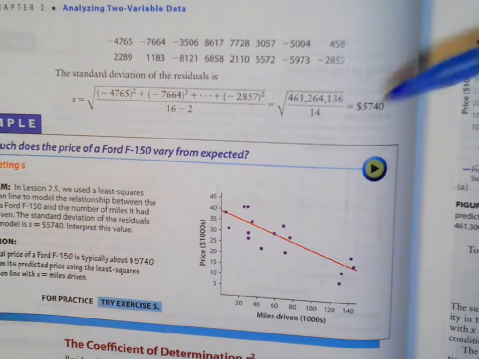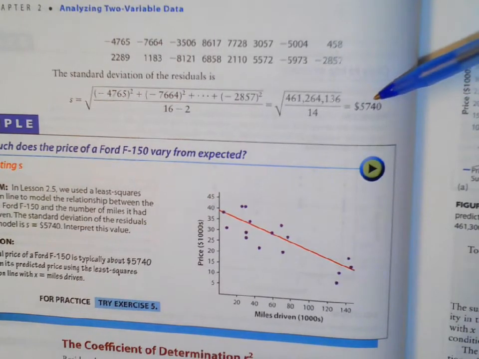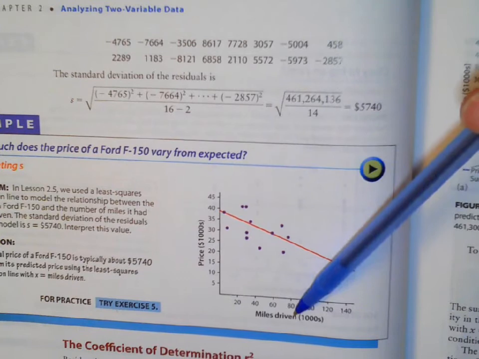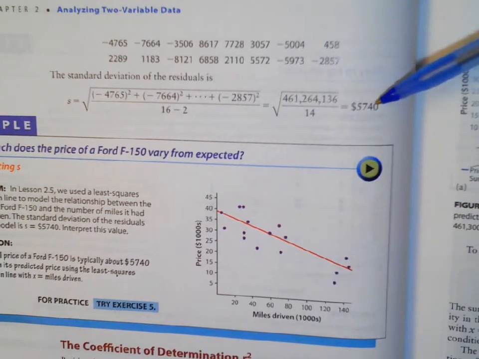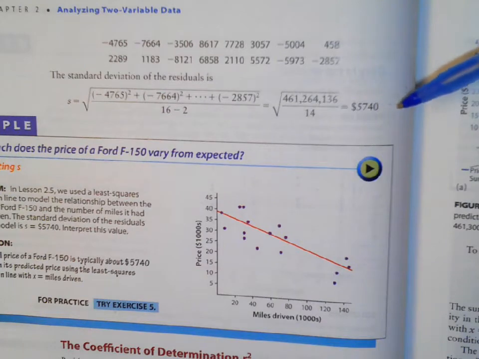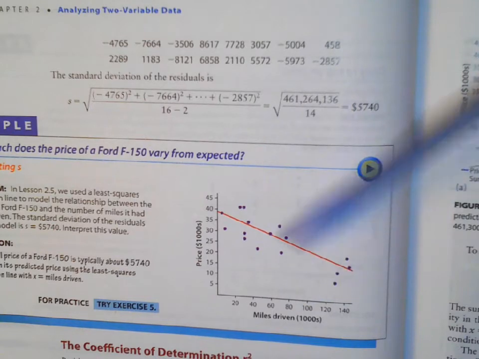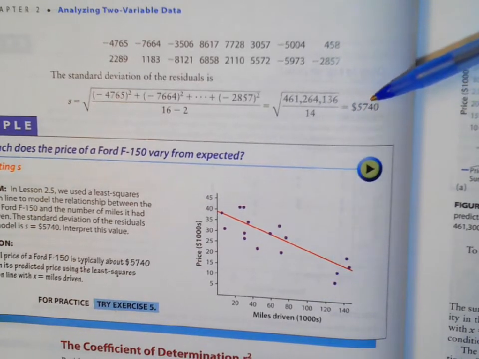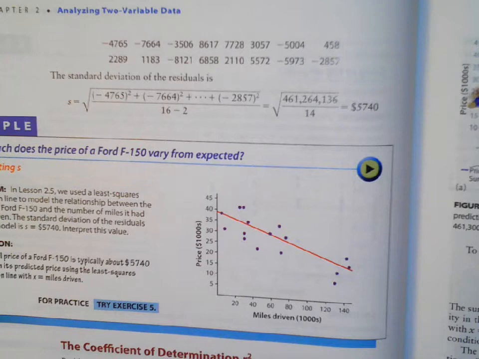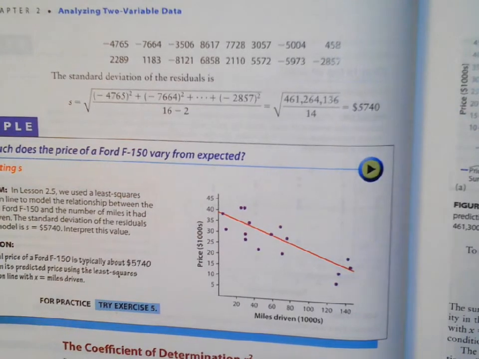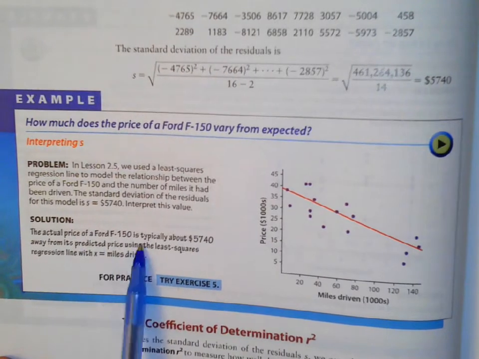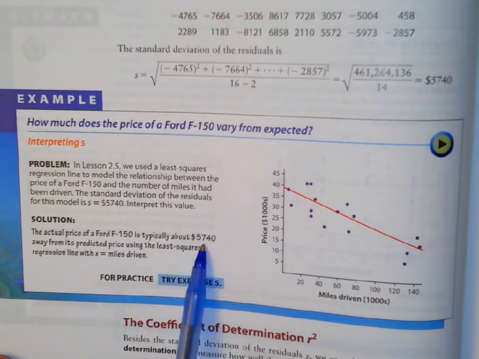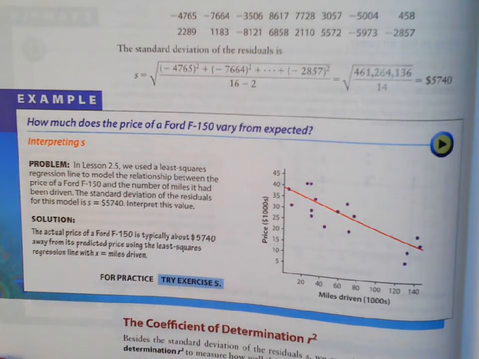Okay, so this is basically saying our S value is kind of our average error. So when we're making a prediction based upon miles driven, we're going to be off an average of $5,740 when we make a prediction. Okay, so based upon a certain many miles driven, when I make a prediction, on average I may be off either above or below by about $5,740. Okay, so that is the interpretation of the S. The actual price is typically about that much away from the predicted price.